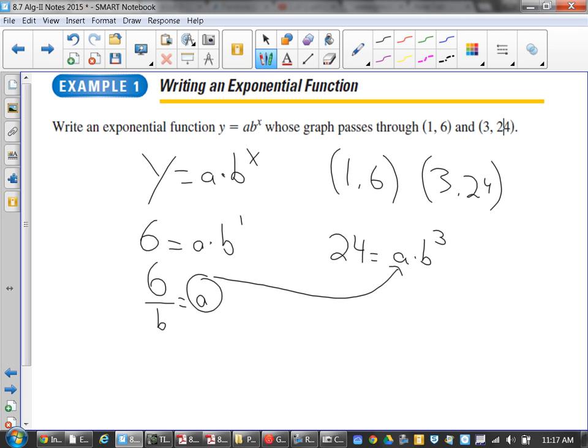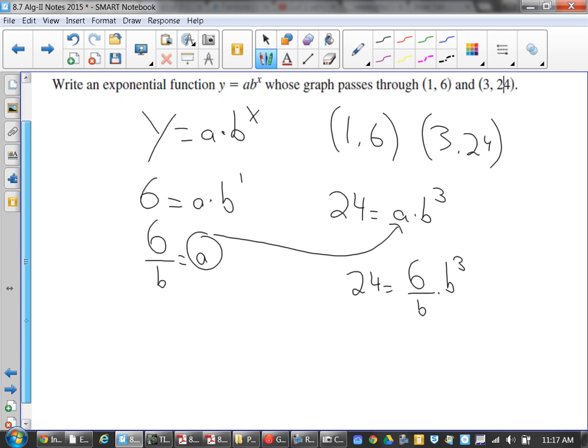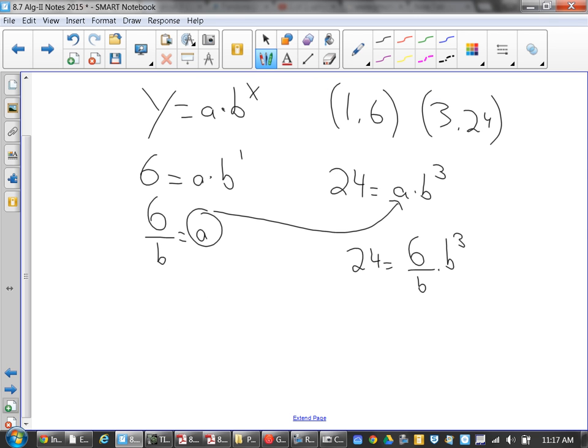So you substitute in, and you'll notice real quick, it's pretty easy. 24 is 6 divided by b times b cubed. What do you get? B cubed divided by b is b squared. In this case, you have to worry about plus or minus. Remember, when you're talking about exponential, your b value was always positive. It was whether it was between 0 and 1 or greater than 1. So your b value is always going to be positive.